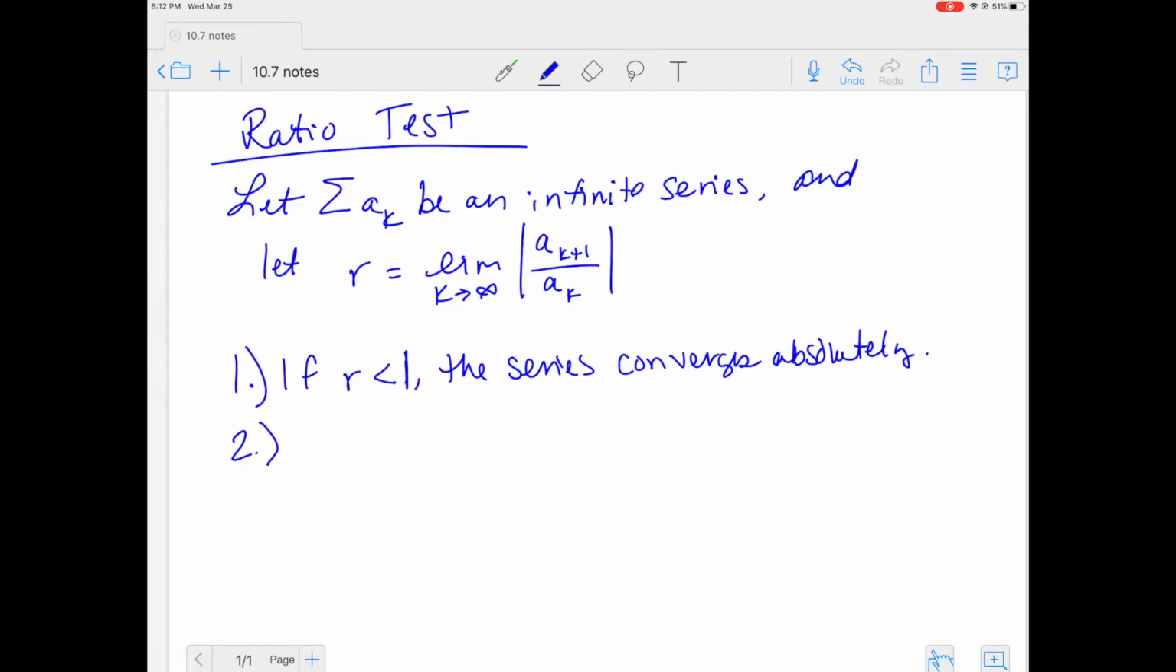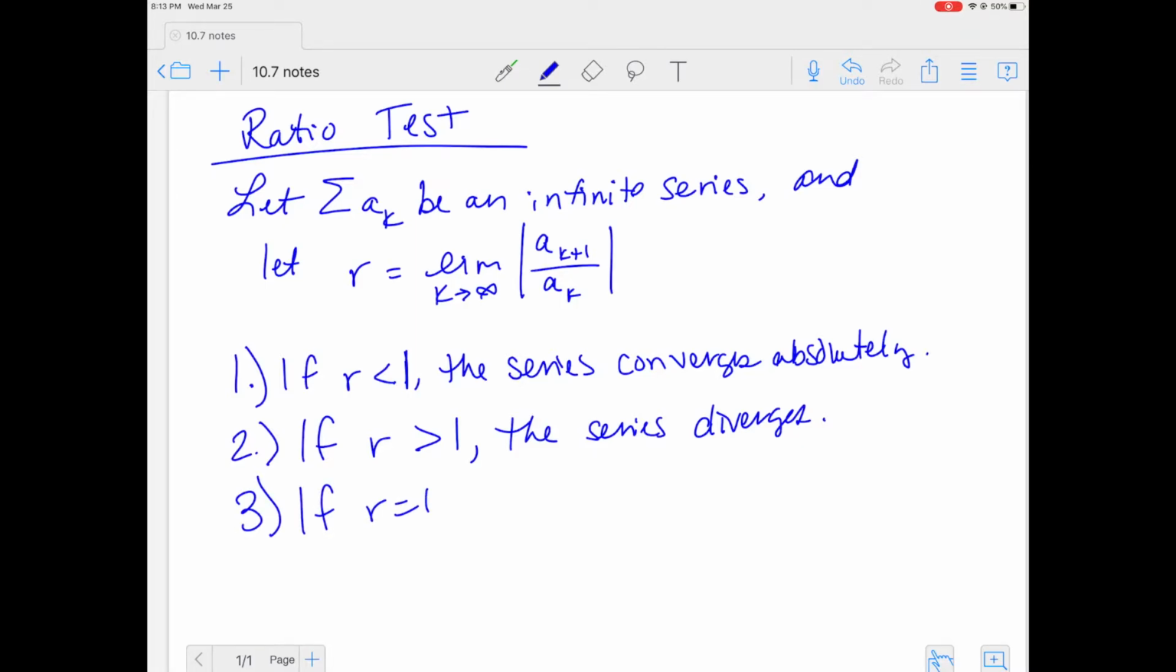If r is greater than 1, including infinity is what the directions say, but we all know that's greater than 1, the series diverges. All right. If, the last scenario here, r equals 1, the test is inconclusive. So try something else. That's the moral of that story. All right. So if it's less than 1, converges absolutely, greater than 1, diverges.